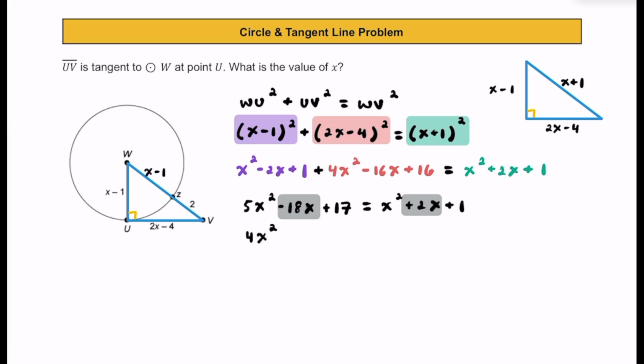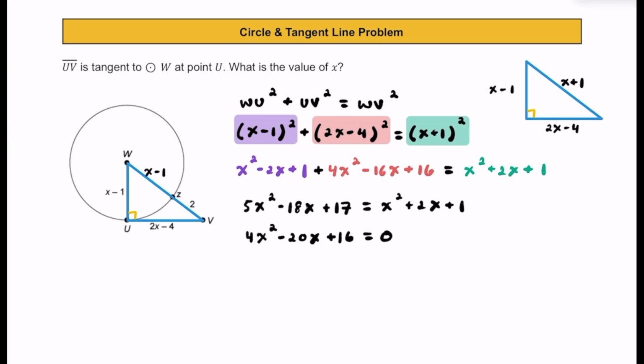Then if we go ahead and take away 2x from both sides, we're going to get minus 20x on the left side of the equation. And then if we take away 1 from both sides, we're going to get a positive 16 on the left side of the equation, and this is going to be equal to 0. So keep in mind that when we have quadratic equations, we like setting it equal to 0, because then we can maybe see if we can factor, or maybe we'll use the quadratic formula or completing the square or something like that.